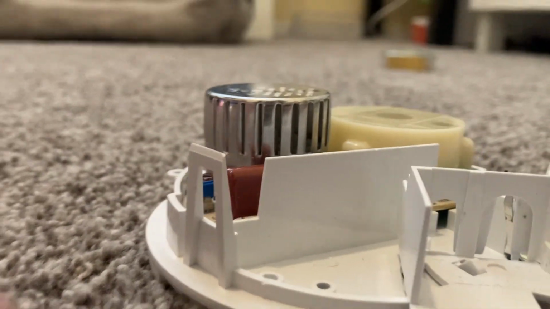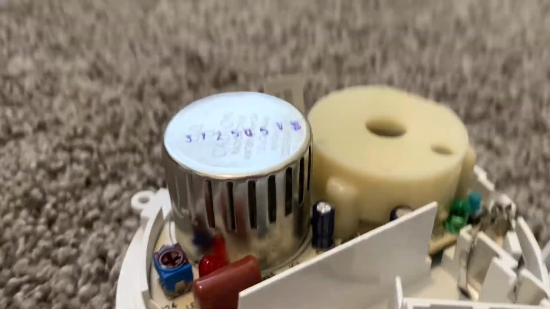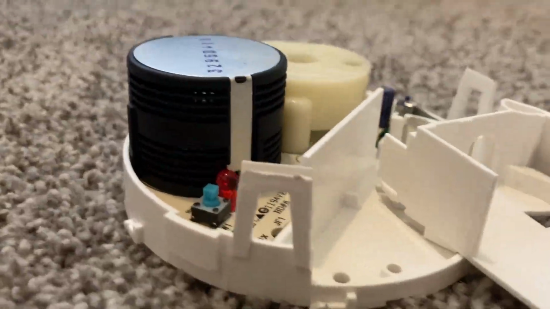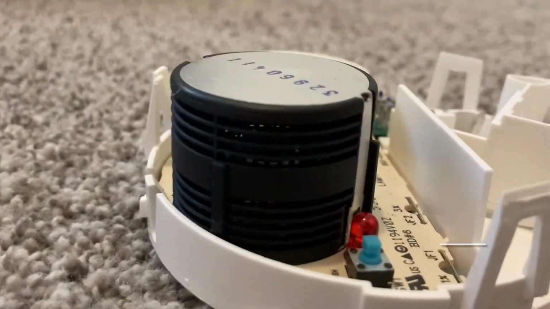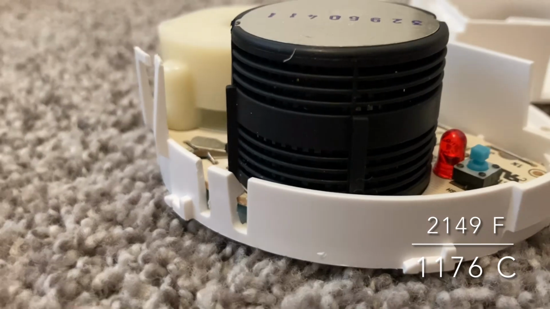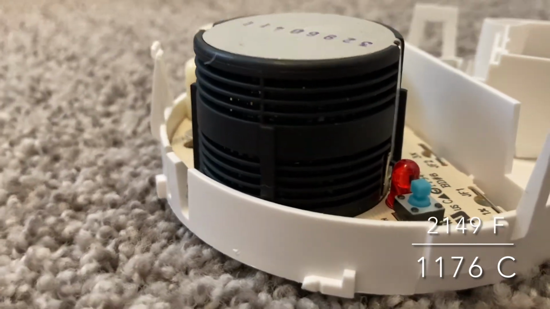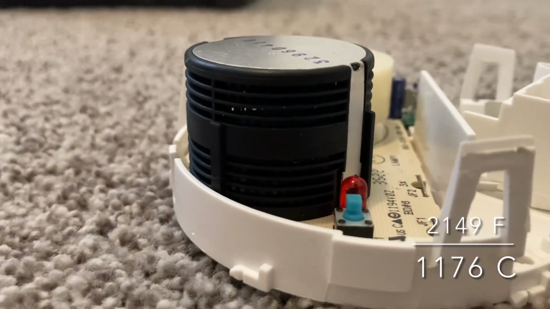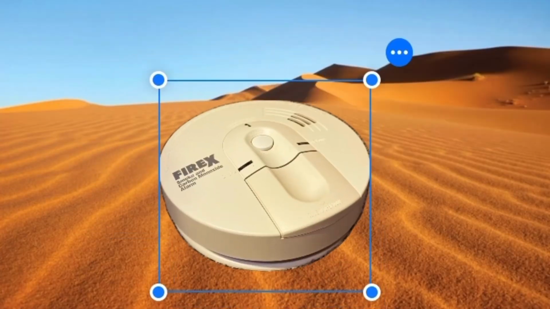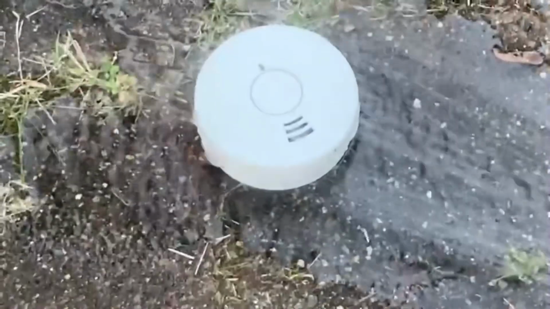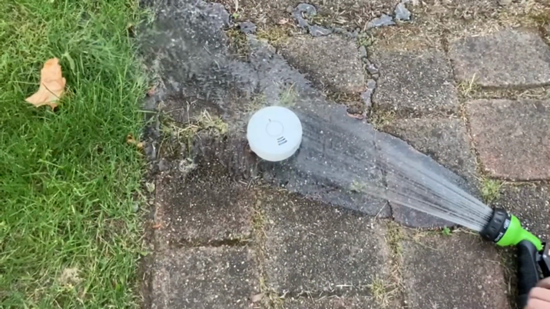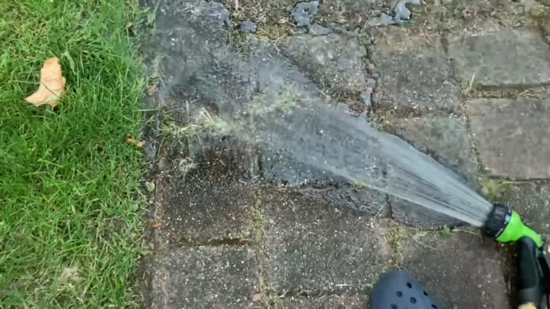So, we know that Americium can ionize the air, but here are some other properties that you maybe didn't know about. Americium has a melting point of 2,149 degrees Fahrenheit. And for all you international viewers, that's 1,176 degrees Celsius. So your smoke alarm can survive in the scorching deserts of Egypt or underwater. No, that's not what I meant!